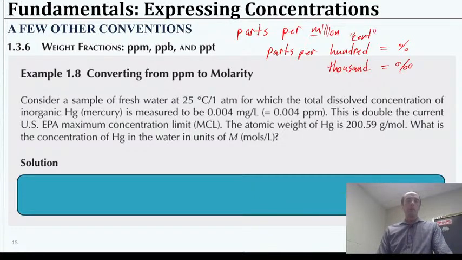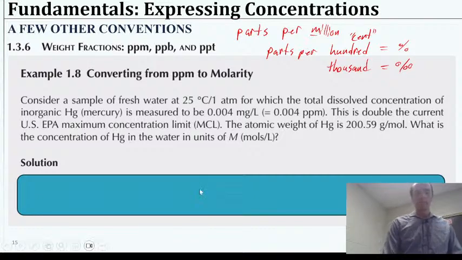This is double the current US EPA maximum concentration limit. The atomic weight of mercury is 200.59 grams per mole. Question is, what is the concentration of mercury in the water in units of moles per liter? Okay. So give that a couple minutes, and then we'll wrap up with this example.